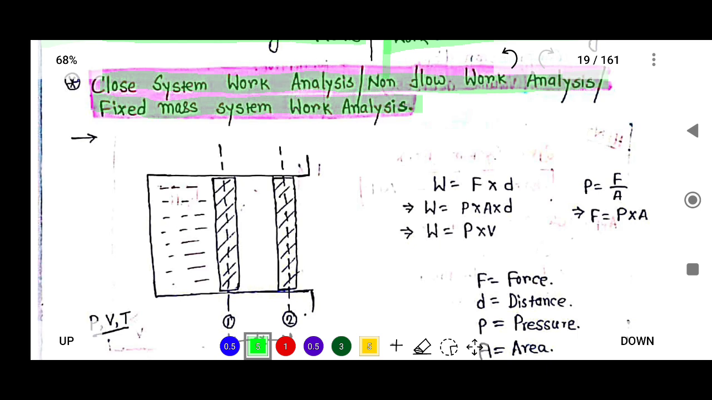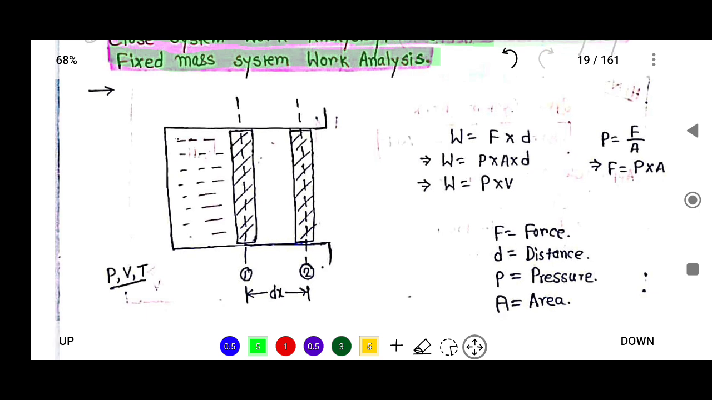Let's consider a piston cylinder arrangement. This is the cylinder, and this is the initial position of the piston. Inside this is our system. Here you can measure the properties, that is pressure, volume, temperature. This is the initial condition.